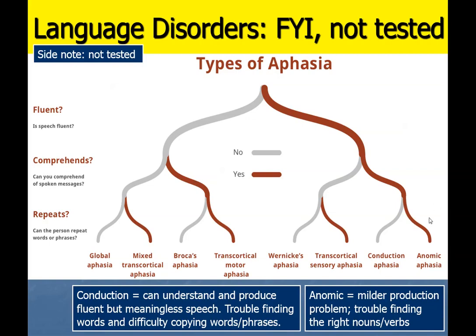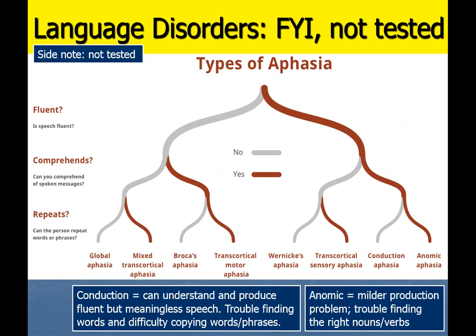And then there's the mildest form of aphasia, anomic aphasia. So lack of naming things. So a milder production problem. It's really just trouble finding the right nouns or verbs. This may be due to less widespread damage or something like that. But those are different types of aphasia.